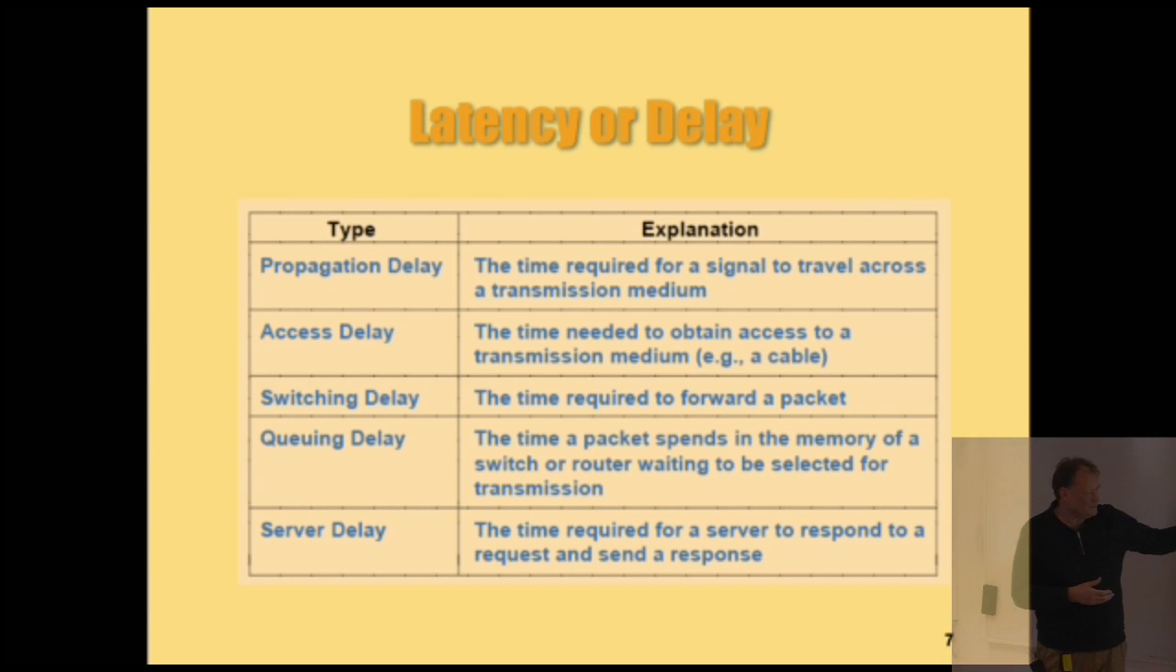Then we have access delay. The time needed to obtain access to the transmission media. We have something we want to send, we have decided, okay, now we have a packet, let's put it onto the media. But we might not be able to do that immediately. The obvious example is, of course, if we use an Ethernet, where we have carrier sense, multiple access with collision detection. We have to wait for the media to be available. So a shared media, there we have to wait.